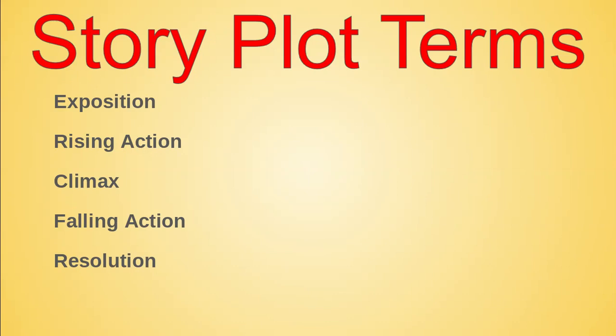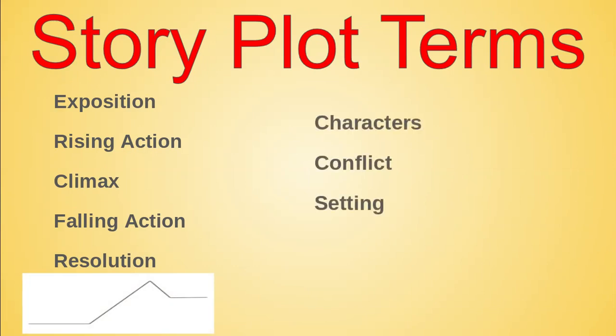Before we get to those, though, let's talk about some words that are going to be a review for you, that maybe you learned when you were in kindergarten and first grade. So we have characters, conflict, and setting. We need to be able to discuss those words as we're working through those story plot terms. Two new ones for you might be protagonist and antagonist. So we're going to start with those. Then we'll review characters, conflict, and setting, and then we'll get into those terms for our story plot.